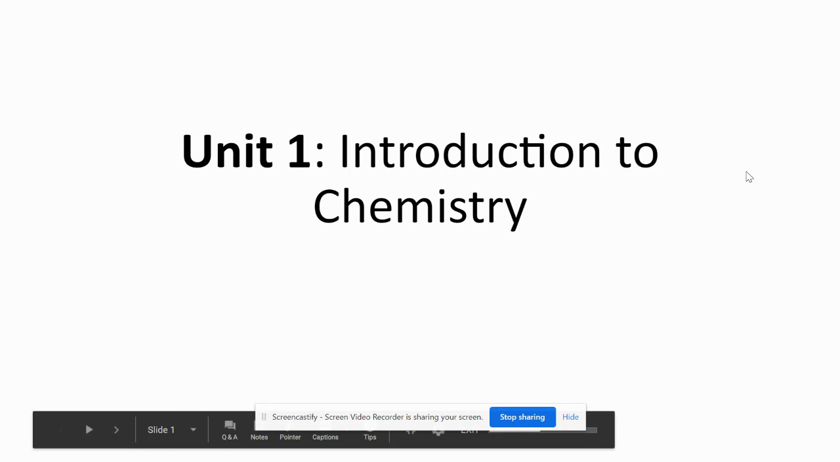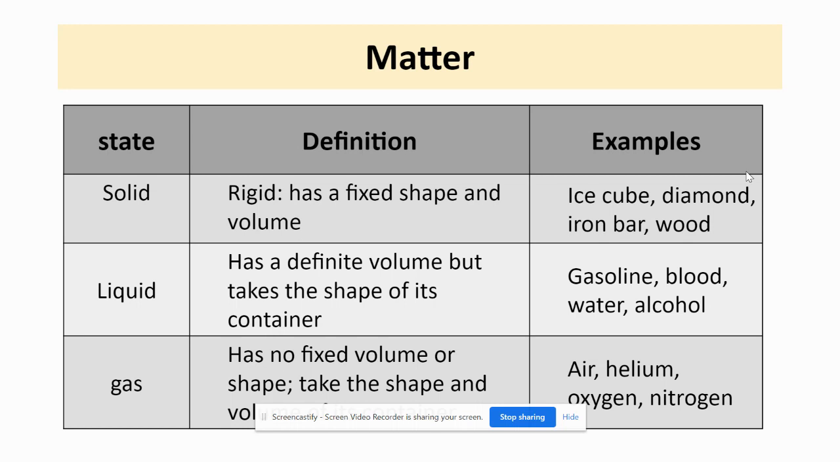Okay, introduction to chemistry, unit one. In chemistry, we have something called matter. Matter is anything that has mass and takes up space. Now, there are generally three states of matter.